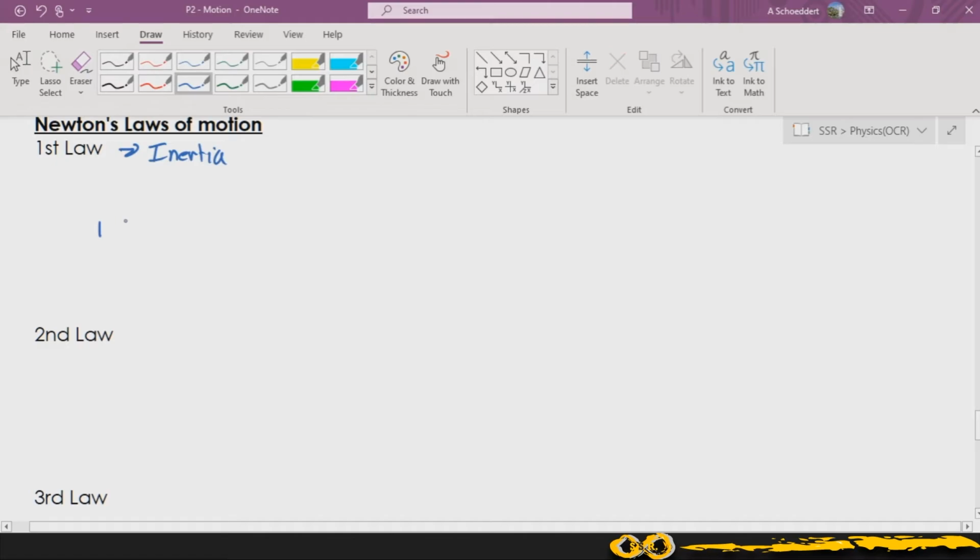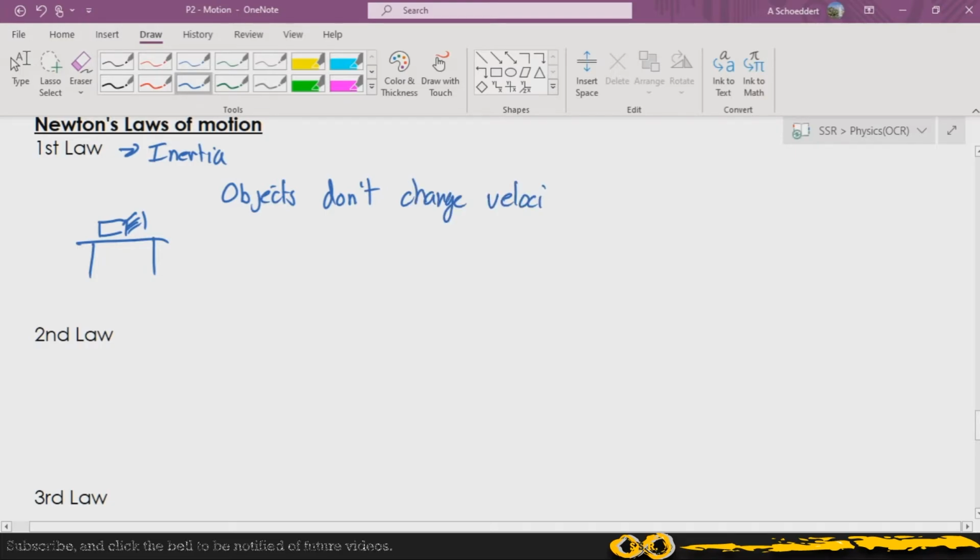If we picture an exceedingly well-drawn physics textbook sitting on a table, if no one touches that book or that table, then the book is going to stay sitting on the table. Nothing is going to move it. In this case, what we're really looking at is that objects don't change velocity unless there is an outside or a net force. The book has a velocity of 0. There's no outside forces. It keeps its velocity of 0.